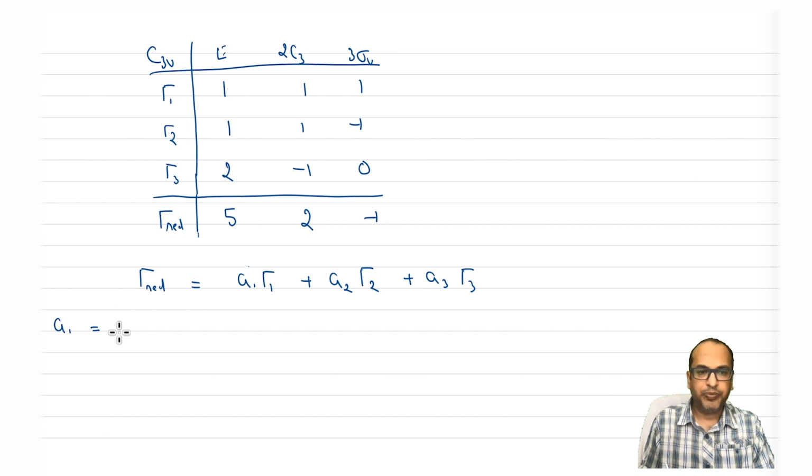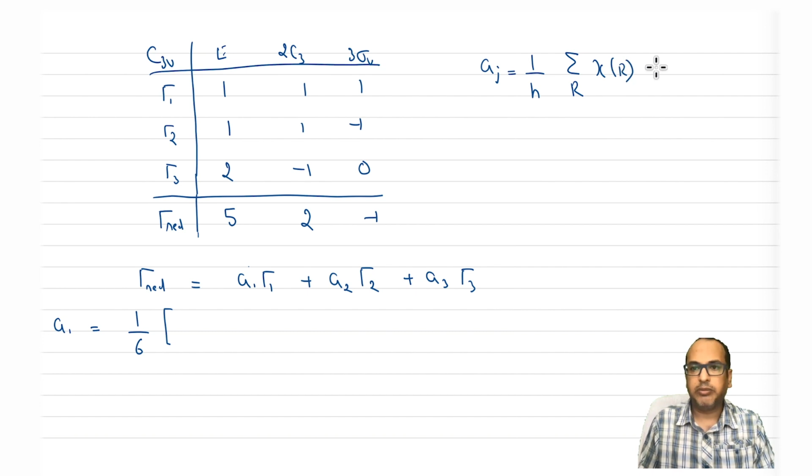So for A1, we have to write 1 over h. What is h here? H is 6, right? 6 elements. So h is 6. Now you have to take summation over all r, okay? And you have to multiply the trace under tau 1 to the corresponding value of tau. Basically, what I'm saying is aj is equal to 1 over h, summation over all r, character under reducible representation and character under irreducible representation, right? This is what we are going to use.